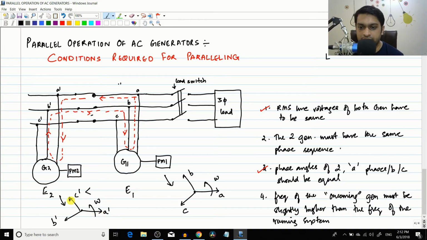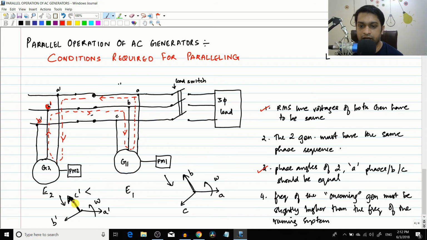Okay, but you see in the next point here, at one point C dash is there and the other point B dash is there. So what happened was that we actually connected the generator like this. Okay, we actually connected the generator like this. Therefore, between the C phase of this generator and B phase of this generator, an enormous amount of current will flow because they are 120 degrees out of shift, right?